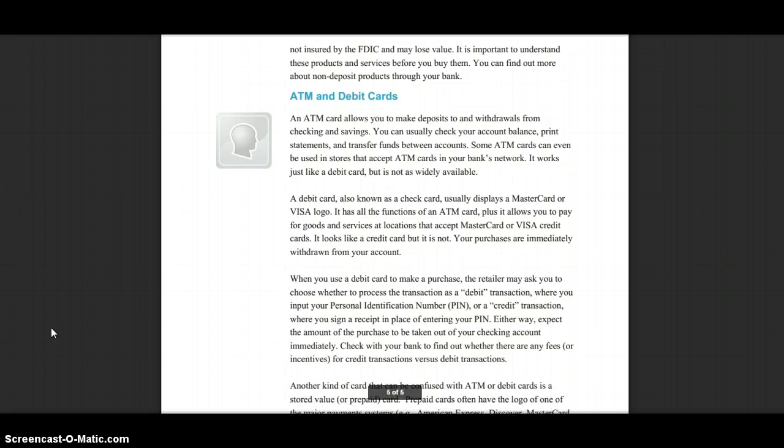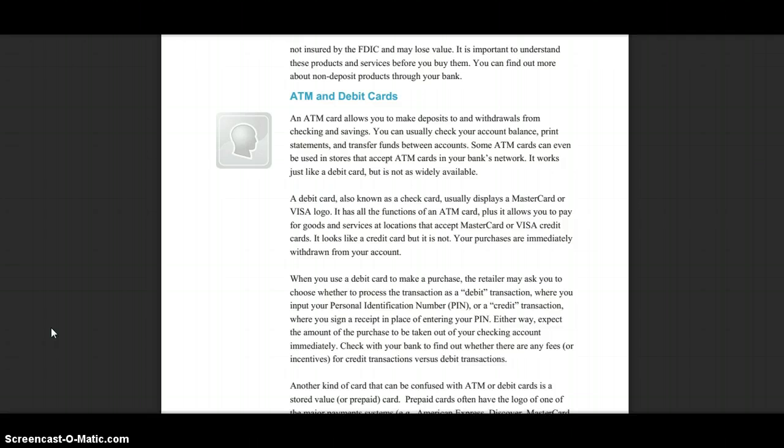ATM and debit cards. An ATM card allows you to make deposits and withdrawals from checking and savings. You can usually check your account balance, print statements, and transfer funds between accounts. Some ATM cards can even be used in stores that accept ATM cards in your bank's network. It works like a debit card, but it is not as widely available.